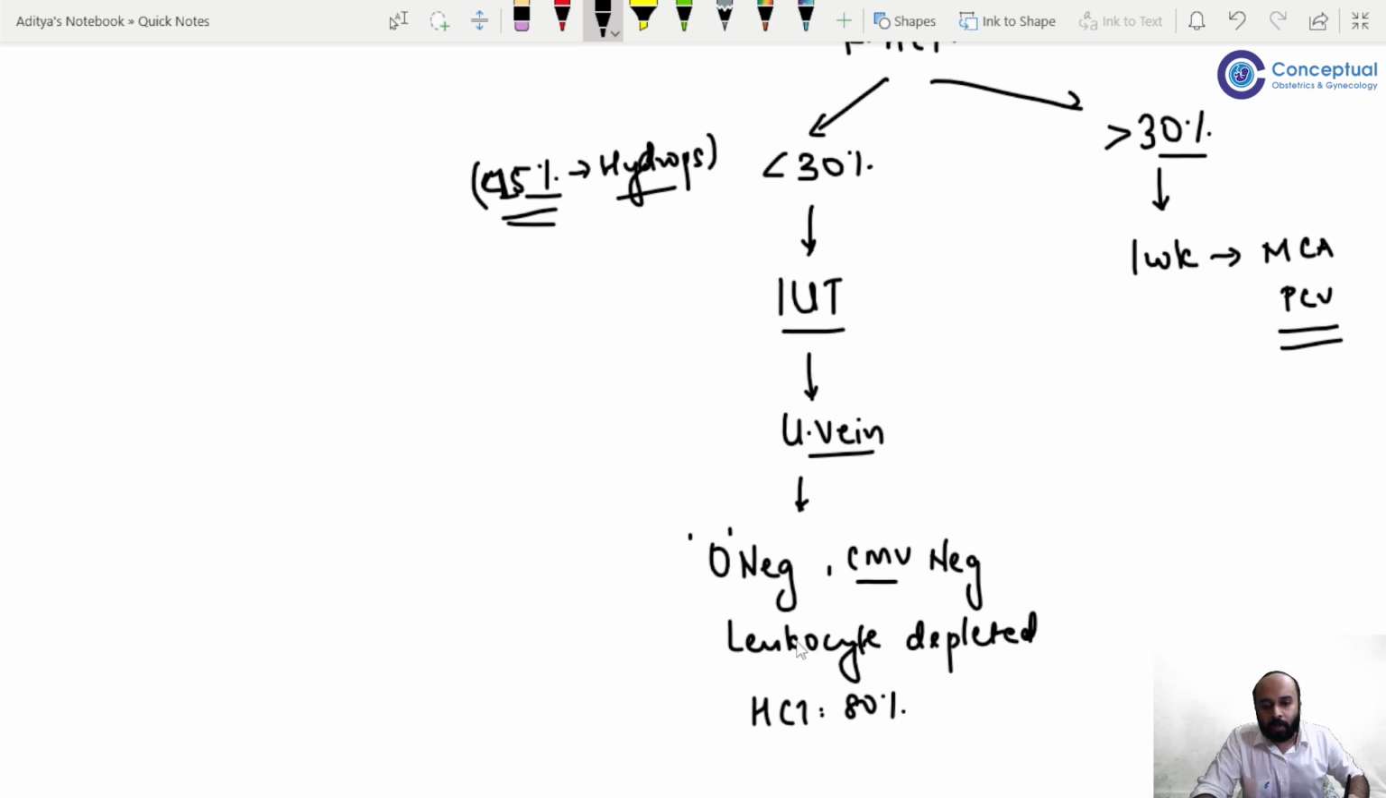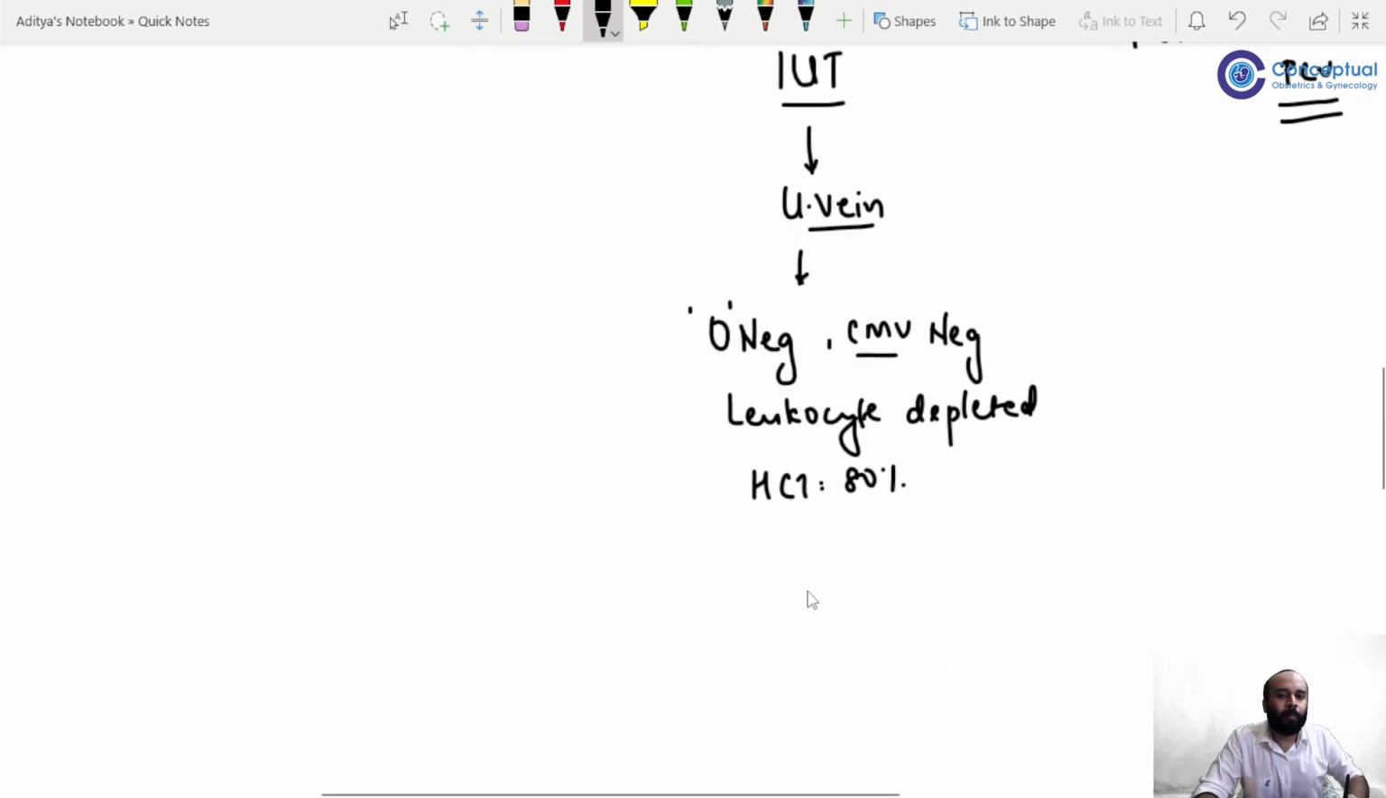How do you give it? You have the umbilical vein. In the umbilical vein you have to insert a needle and you have to start giving it. The problem is the umbilical vein might be too small if you are doing it too early. If you are doing it somewhere between 24 to 28 weeks, the umbilical vein may be very small. You may not be able to put an IV line. You may not be able to put a needle inside it. So what do you do? Then you can even give peritoneal transfusion.